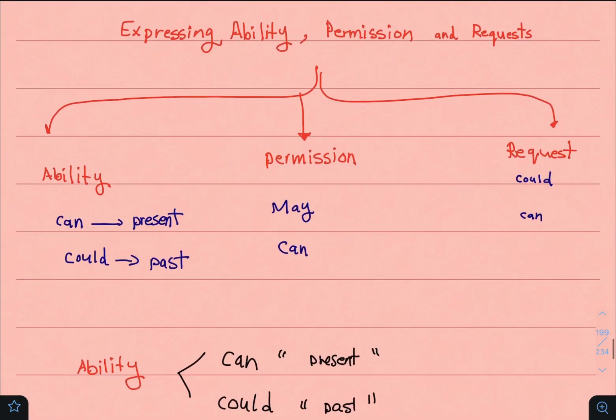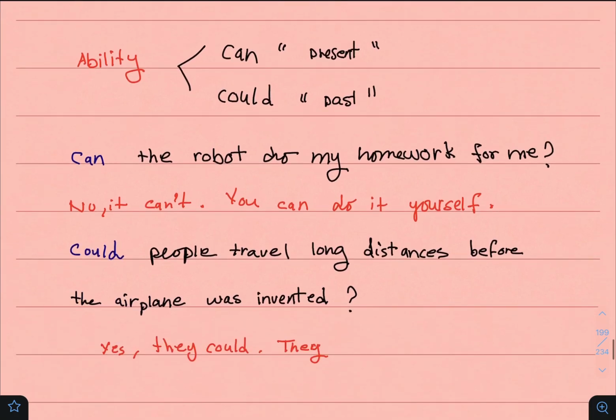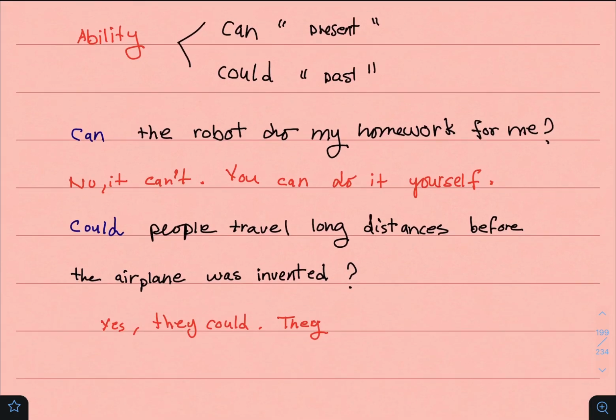As for ability, you can use either can or could, can in the present and could in the past, in order to express ability. As for permission, or if you want to ask someone for permission, you can either use may or can. Now, as for request, you can use could or can. Now, let's take a look at each one of them individually.